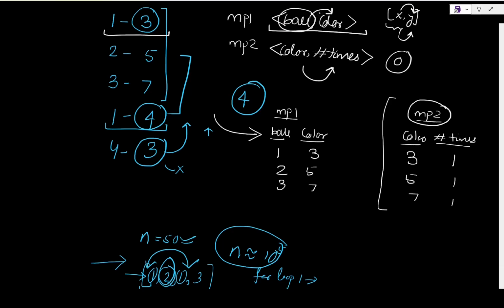What happened here was, let me use green for this. When I encounter 1 to 4, I see that 1 already has a color associated with it. When I'm updating a particular ball's color, I need to make sure that the particular color present in the color map also gets updated. So 1 corresponds to 3. 3 is present 1 times. But since the color is being updated, I'll make it 0. I'll reduce the counter by 1.